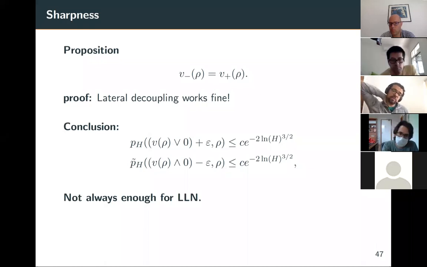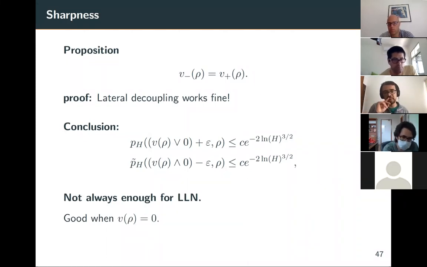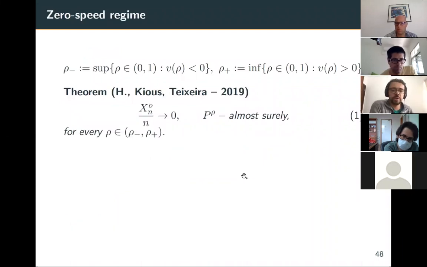And this is not good for law of large numbers, but it is if V of rho is equal to zero. So if you have a special case where you can show that V of rho is equal to zero, then you just plug here, you have zero in the top equation, zero in the bottom equation, and then going faster than zero is hard, going slower than zero is hard, so you have to go with speed zero, okay? So I'm running out of time, but this is the content of this theorem here with Daniel and Augusto. So if we define rho minus and rho plus to be these values here, this means that in between rho minus and rho plus, your V is equal to zero. So if this regime really exists, then you have law of large numbers with zero speed.